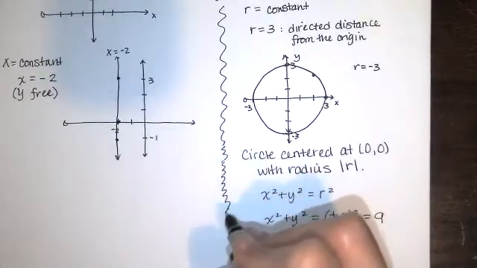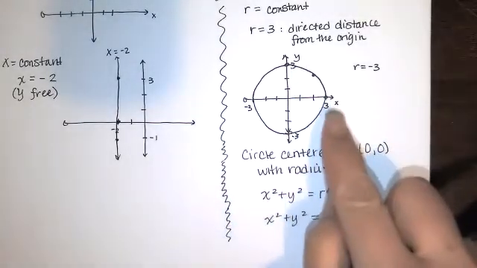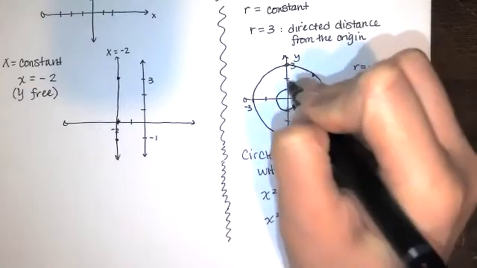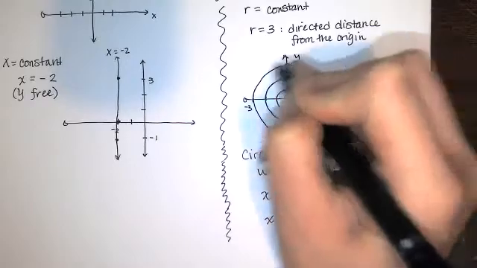Okay, so that's what we get if r is equal to a constant. We get circles centered at the origin. r equals 1 looks like this. r equals 2 looks like this. r equals 3 looks like that, and so on.